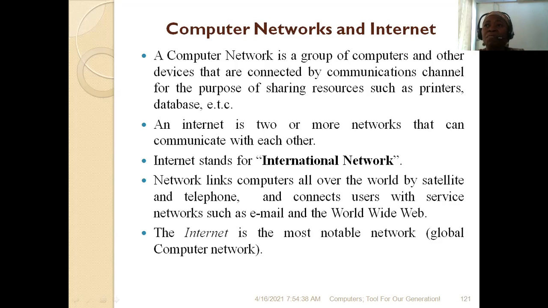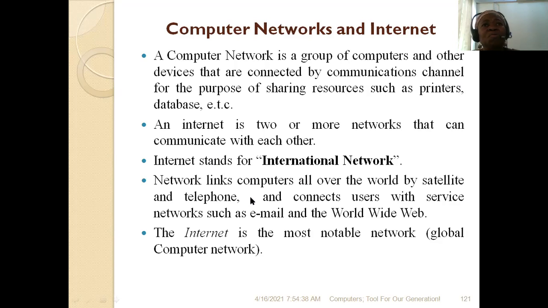You have computer network A, computer network B connected. It can even be up to computer network C or D. They are all connected and they are sharing information. They are communicating with one another. That's internet. Now, the other one is the capital letter I, the uppercase I, international network.